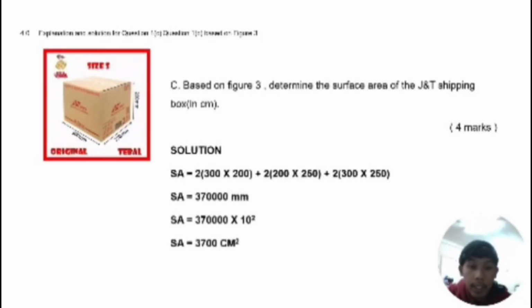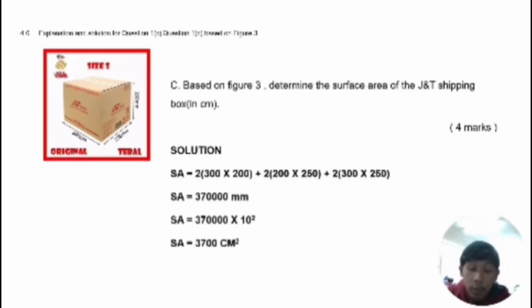Okay, after that, we look at question C. Explanation and solution for question 1C based on figure 3. Determine the surface area of the JNT shipping box in cm. First of all, we have to look at the information that has been given in figure 3. They told us that the length of the box is 300 millimeters, then the thickness is 250 millimeters, then the height is 200 millimeters. So how to do the solution is SA here means the surface area.